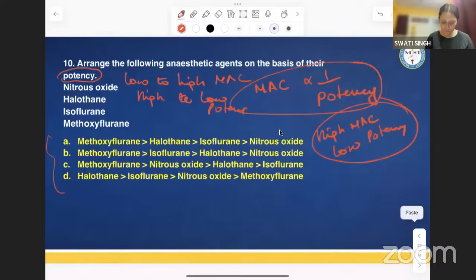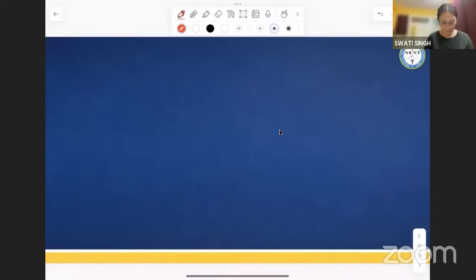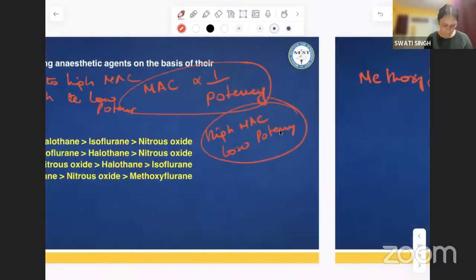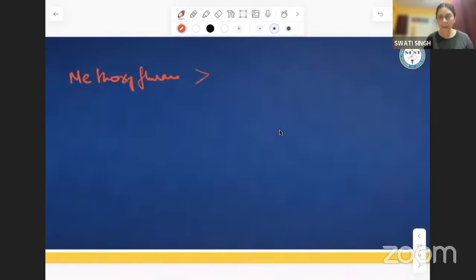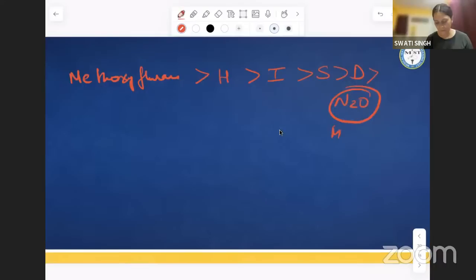So which agent has the lowest MAC? Methoxyflurane. So methoxyflurane has the lowest MAC, so it is most potent. After that, the sequence which I talked about: halothane, isoflurane, sevoflurane, desflurane. MAC is increasing, potency is decreasing. Then nitrous oxide. Nitrous oxide is least potent. It has a MAC of 104.